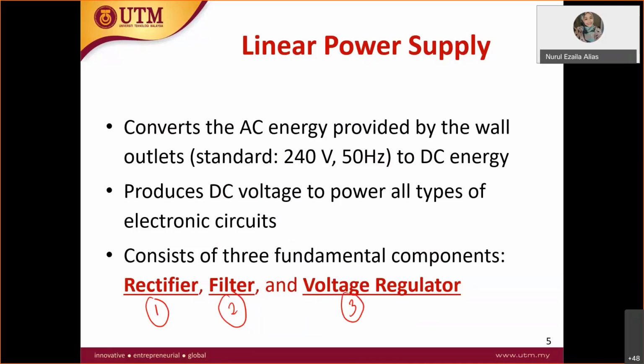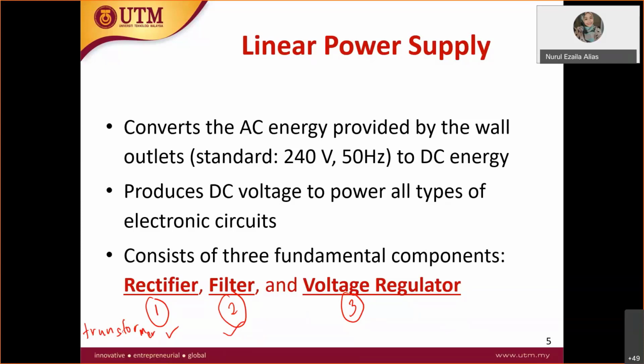This circuit is not separated. It is actually connected to each other. But at the first stage of your power supply circuit, you might see your transformer first. This is your transformer here. A transformer either steps up or steps down. I think you are all familiar with that. And then you have a rectifier, and then a filter.